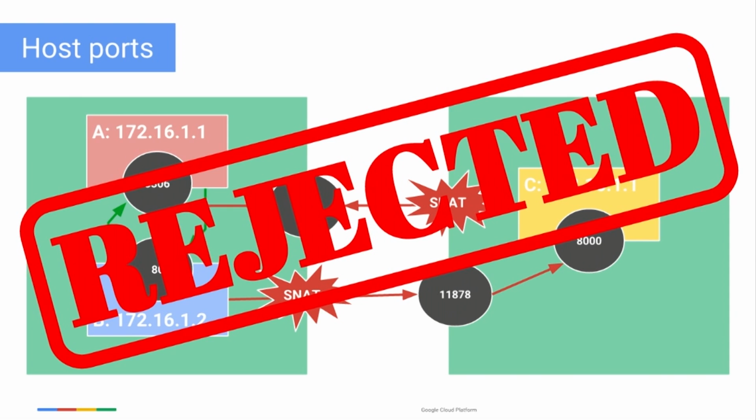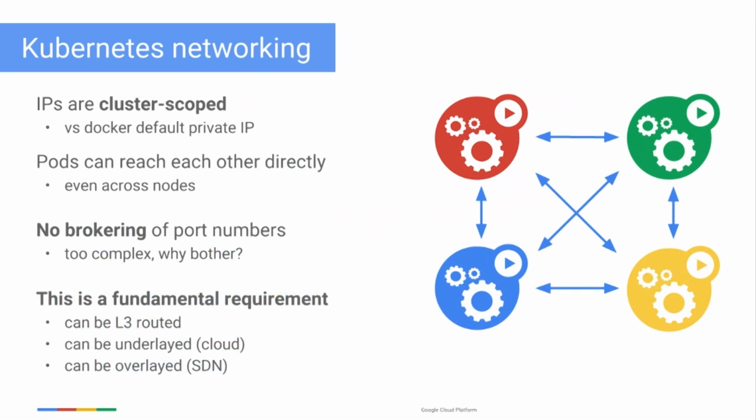So we decided from the beginning of Kubernetes, this is not going to work. This is, in fact, very similar to how Google works internally, and it's a bad model. We don't want to start with this pain. So instead, we took a fundamental assumption that Kubernetes IPs are cluster scoped, that pods can all reach each other directly without source NAT, without port mapping, even across nodes. This is a very fundamental requirement of the system.